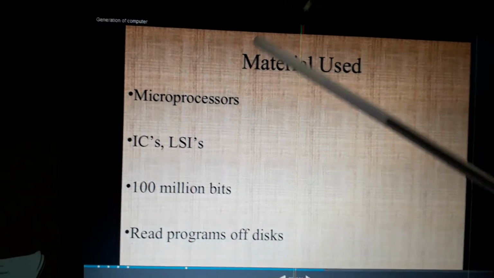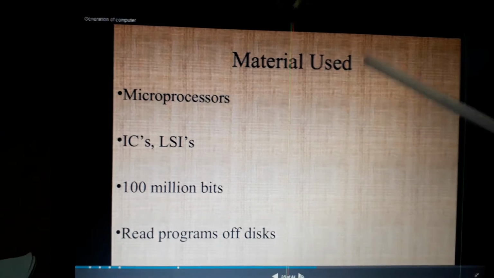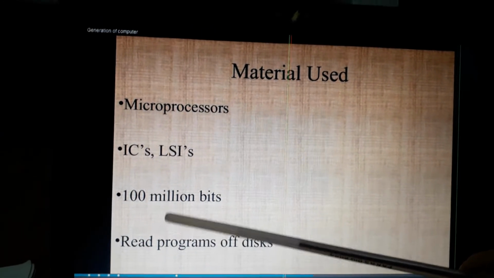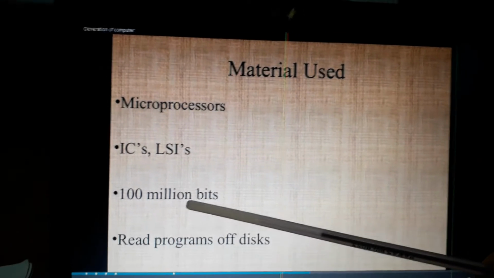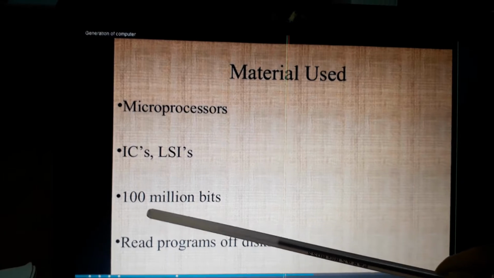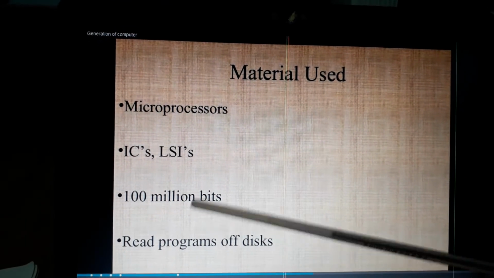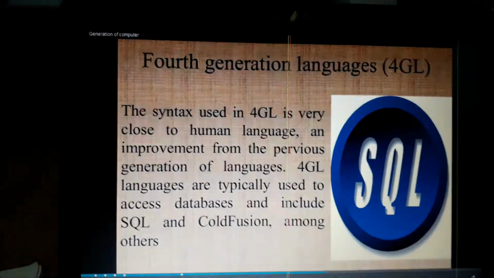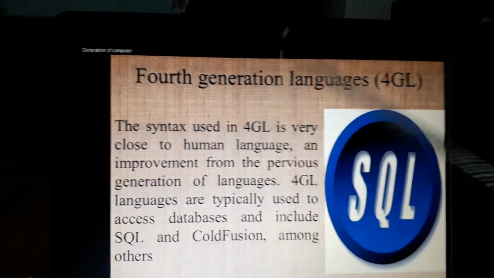What material they are using means, that's what hereafter microprocessors with different versions came. LSI means large scale integrated circuit. How much data size, or how much memory capability, you can tell 100 million bits, so many, even more, gigabits and terabits came. Okay, so next we are coming to the fourth generation language, more advanced.